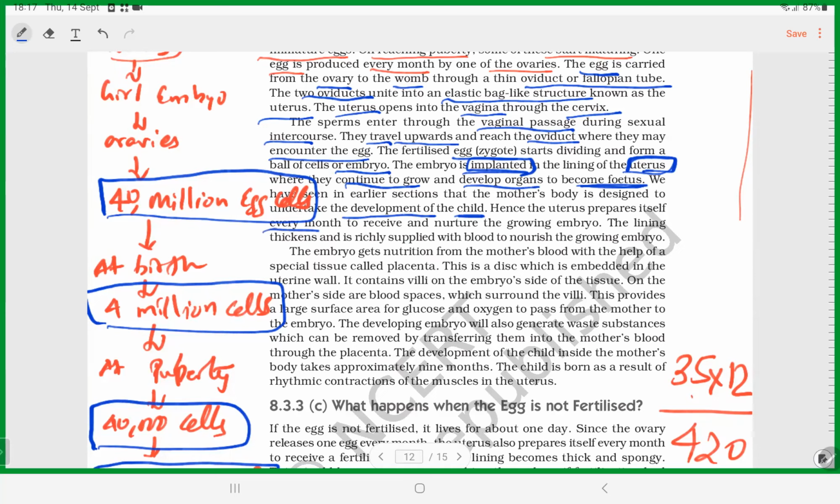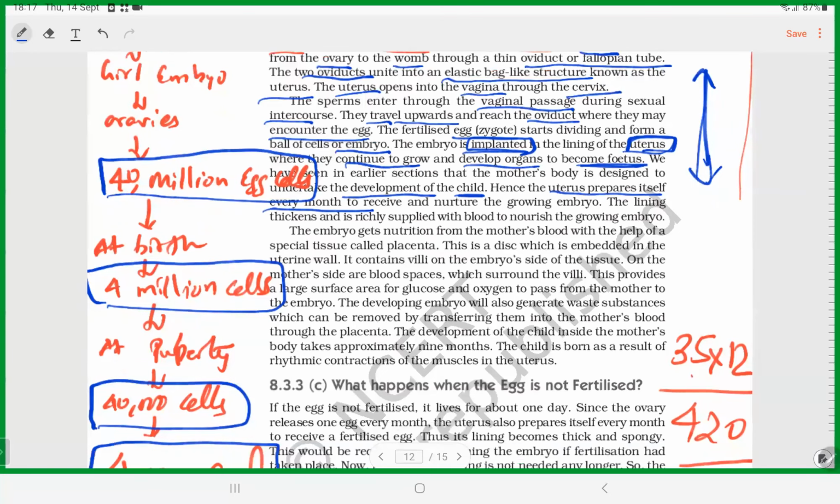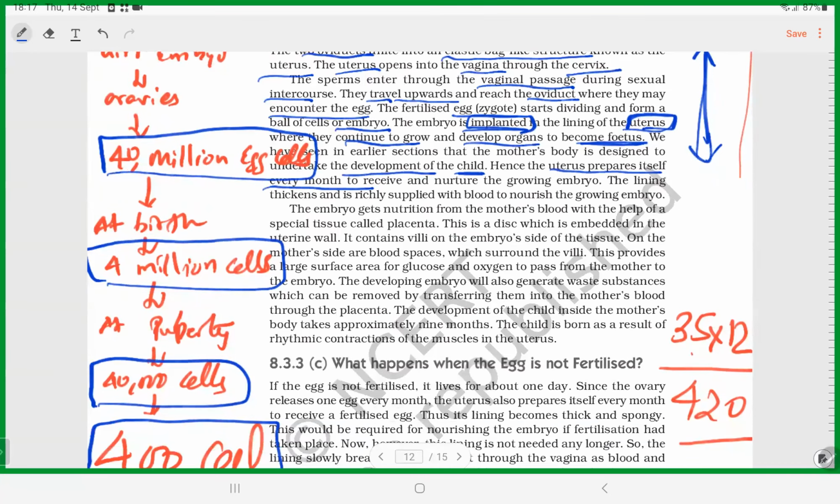So every month, in every menstrual cycle, the uterus prepares itself for this process. Now, what is called the placenta? From the mother to the growing embryo, the food reaches through a special tissue called the placenta.